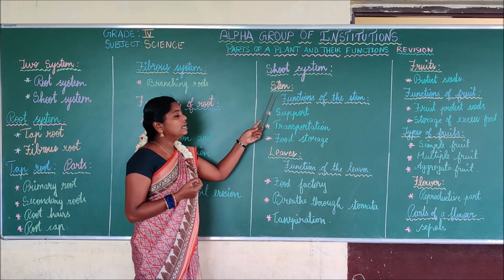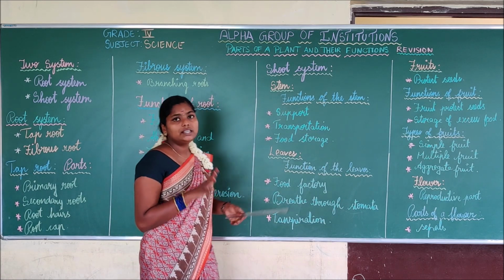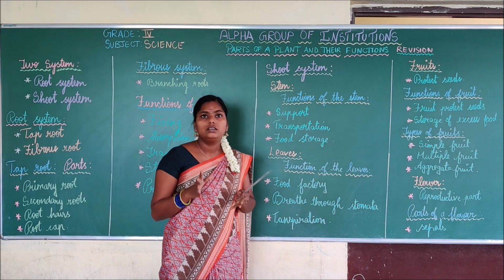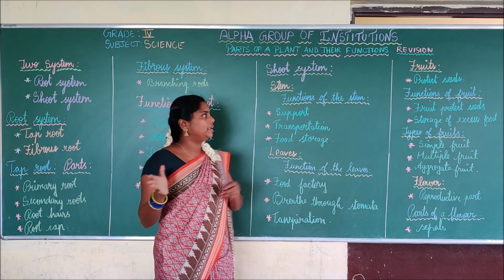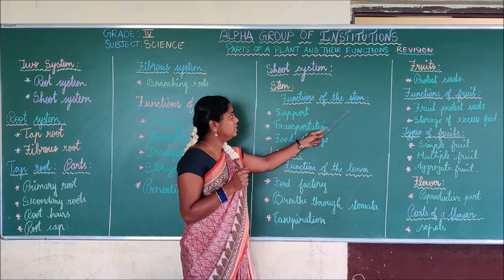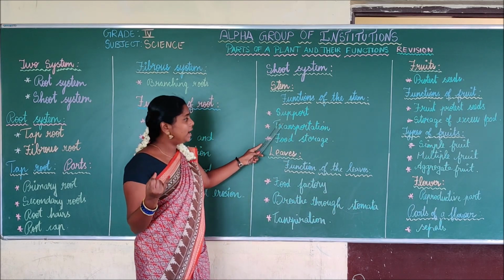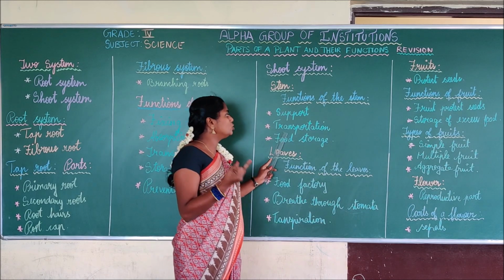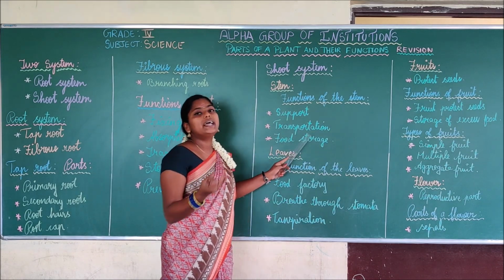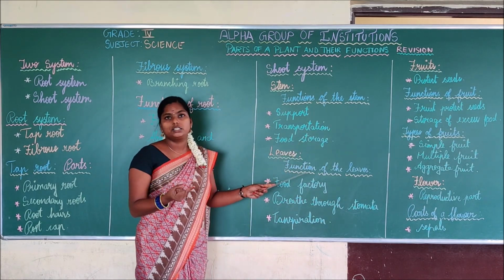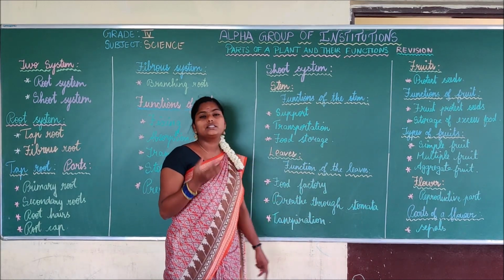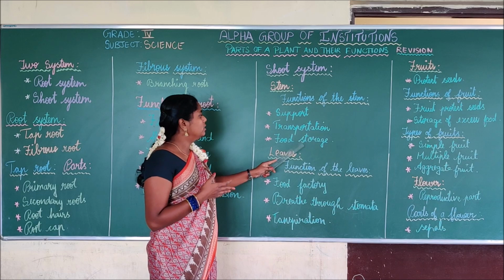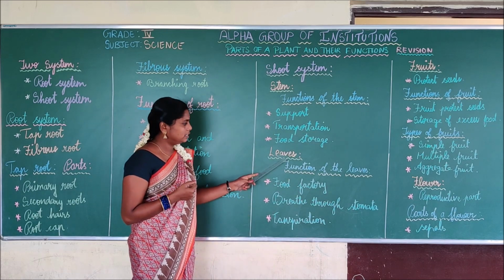The first one is stem. So we know that the function of the stem is that it supports the plant to stand straight. Functions of the stem: it will support the plant. It will help in transportation of water and minerals. And the next one is storage of food. The extra food will be stored in the stem. And the next one is leaves.